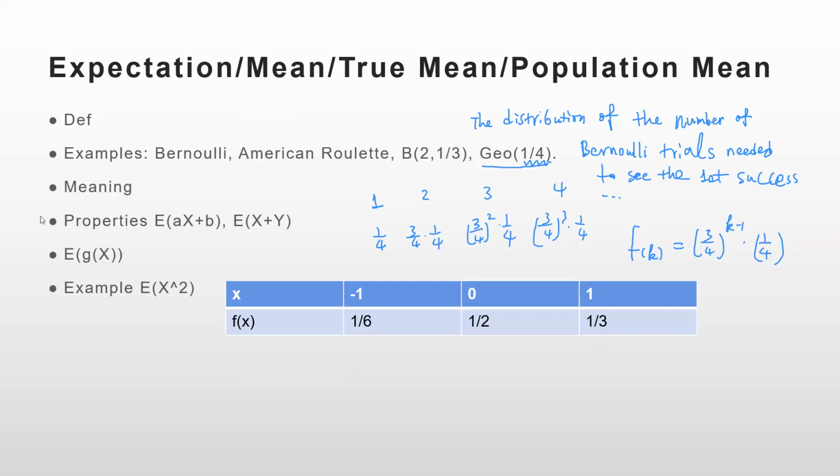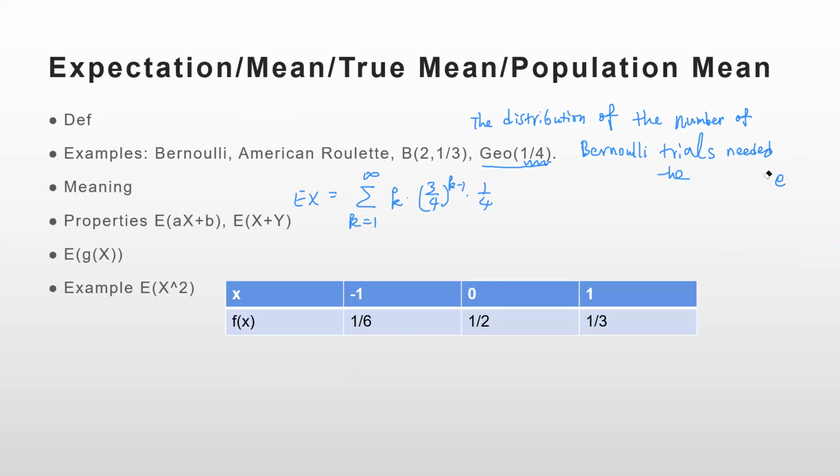Okay, so the mean expectation is the summation of k times f(k), k from 1 to infinity. This one needs a little bit more work. Do I want to talk about it? I will talk about it briefly. I'll give you an outline and then you can work it out.